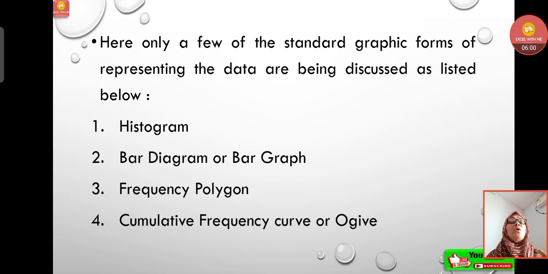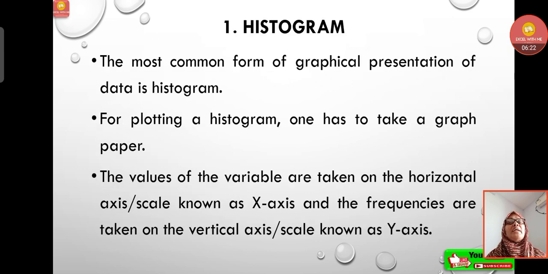Here only a few of the standard graphic forms of representing the data are being discussed, as listed below. There may be many, but here I have given a few. That is, first histogram, second bar diagram or bar graph, third frequency polygon, fourth cumulative frequency curve or ogive. Let's quickly have a look at these diagrams. What are they? The histogram, first one: the most common form of graphical presentation of data is the histogram.